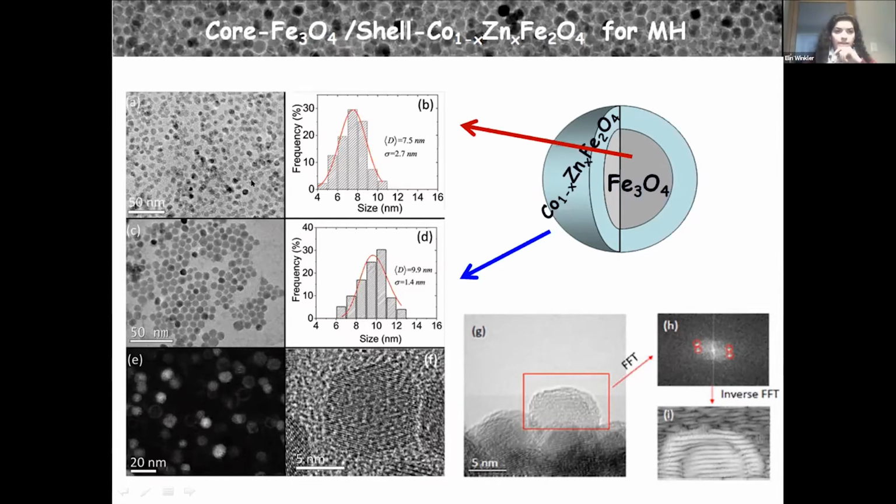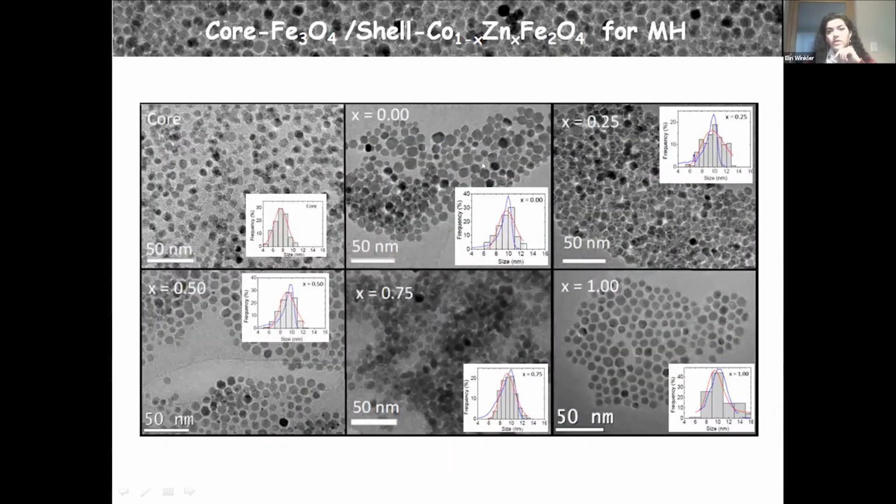Here are all our samples. This is the core, and these correspond to the samples with different stoichiometry of the shell. This is the cobalt ferrite with 25% of zinc, 50% of zinc, 75%, and zinc iron ferrite.